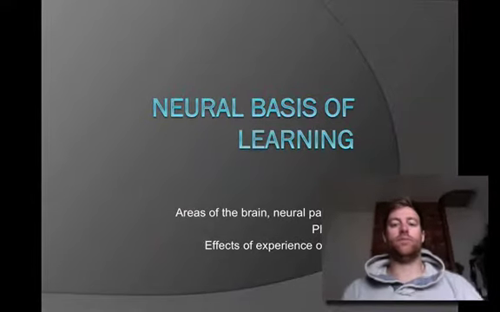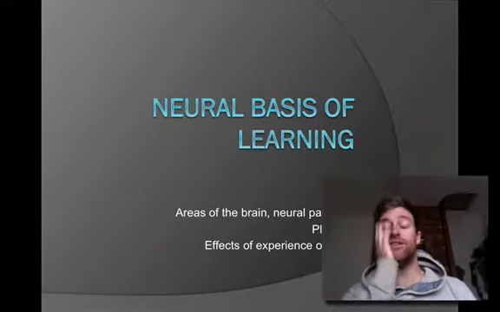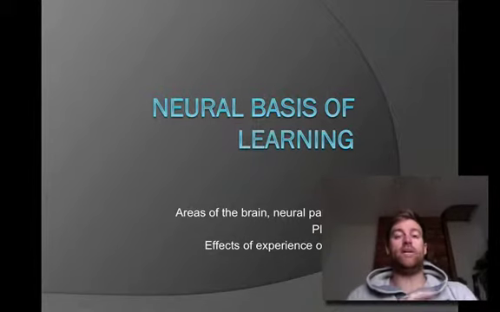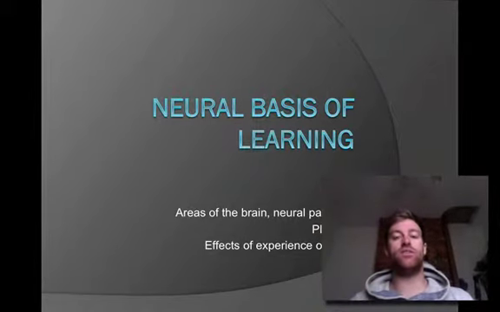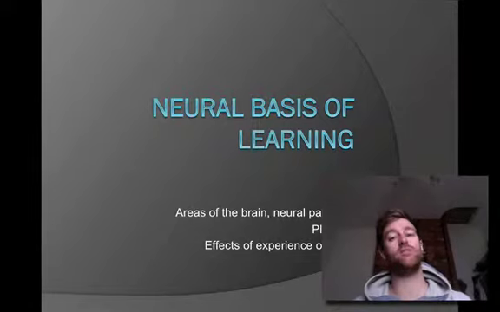Okay, welcome to the neural basis of learning. All right, so basically what we're looking at now is very similar to the stuff that we did with memory. Okay, and we're looking at the role that the neurons play and that the brain plays when we are learning something. Okay, so there's going to be some stuff here that sounds very familiar and hopefully reminds you a lot about the stuff that we did in memory.